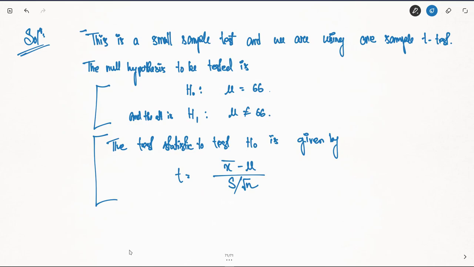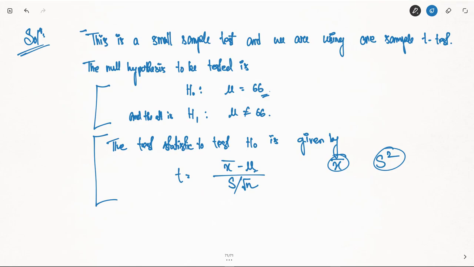The next step is to calculate the different terms needed, right? So mu is already specified, that is 66. We need to find out the value of x bar and we need to find out the value of s square. As soon as we get these two values, x bar and s square, we can replace the values here and we will get a value of t, right?